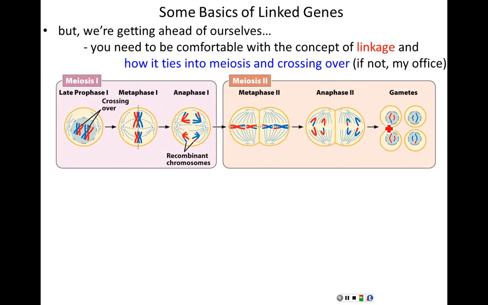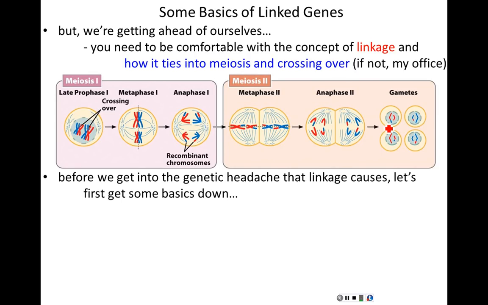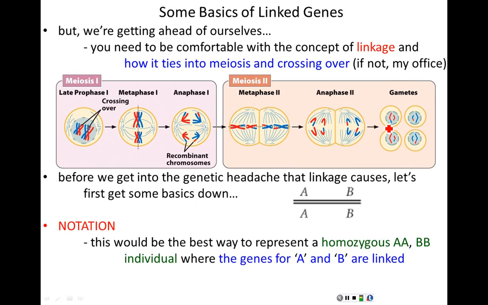Suffice it to say, during meiosis 1, we have crossing over in prophase. And during meiosis 2, we have our separation of sister chromatids and our independent assortment. Those are the two crucial components of meiosis. Before we get into the genetic headache that linkage causes for genetics, let's get some of those basics down. First of all, the notation of linked genes.